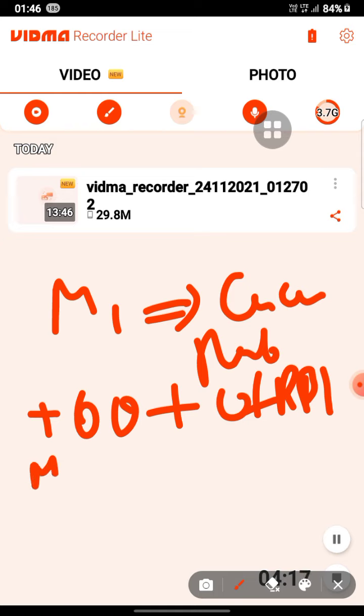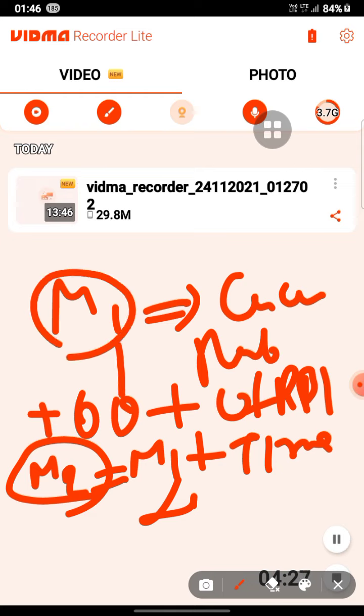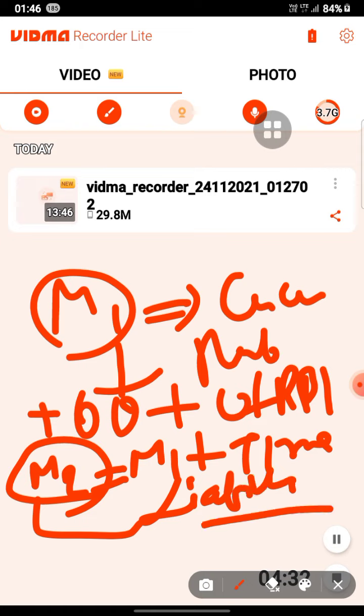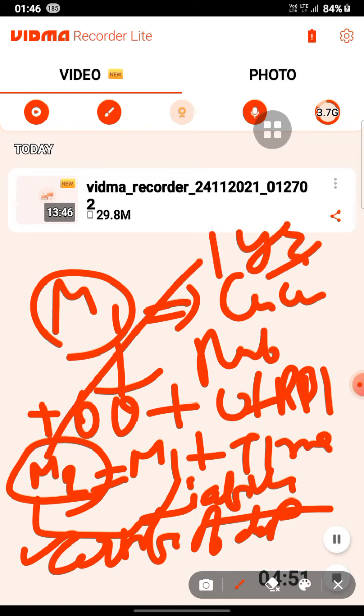Now M2 equals M1 plus time liability. Time liability becomes part of M2. In M1 there is demand deposit; in M2 there will be time liability and certificates of deposit also, and term deposits with a maturity of up to 1 year. So term deposits of up to 1 year maturity will be in M2.